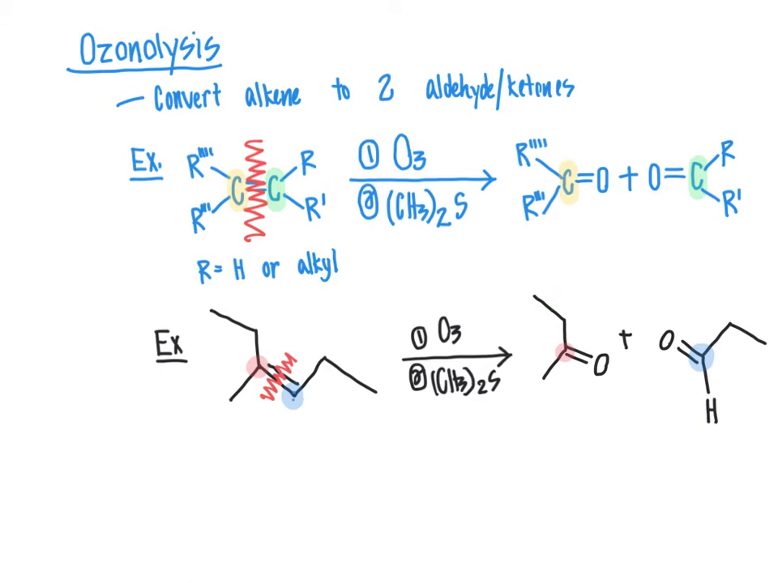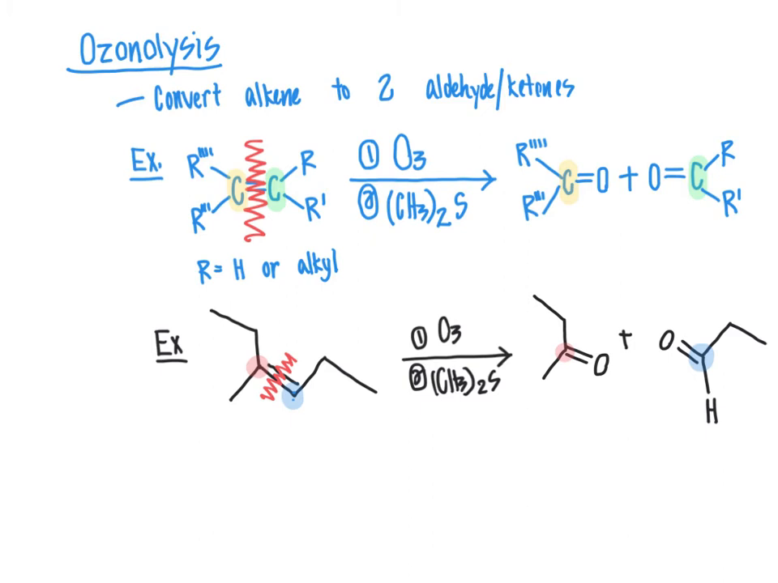And if you make the R groups symmetrical on both sides, like R triple prime is the same as R prime, and then R up here is the same as R quadruple prime, then you would create two identical aldehyde or ketone products as a result of that reaction.